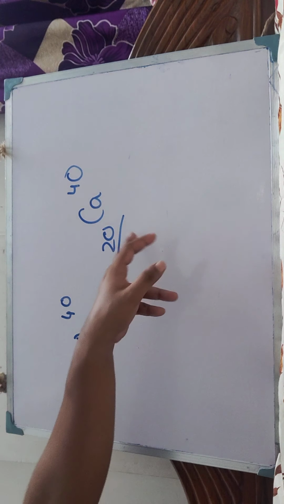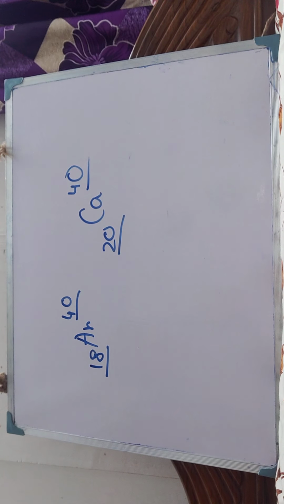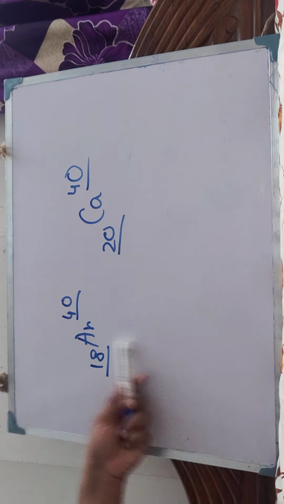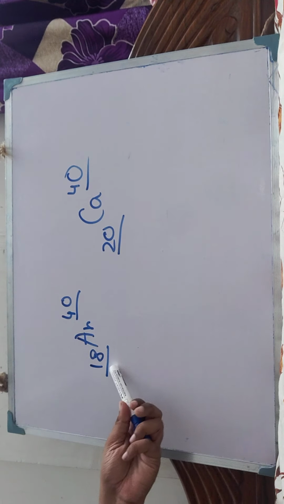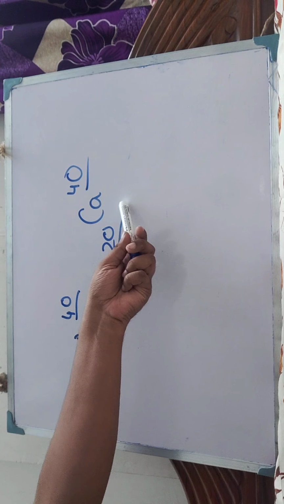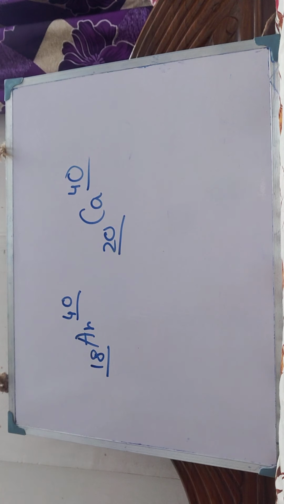So both are different, but the atomic mass of argon is 40 and atomic mass of calcium is 40. Both are same. So these are the examples of isobars. If you are asked to write an example of isobar, then you will have to write both of these, not one. This is the isobar of this and this is the isobar of this. So they are isobars to each other. One example means you will have to write both the symbols of argon and calcium.